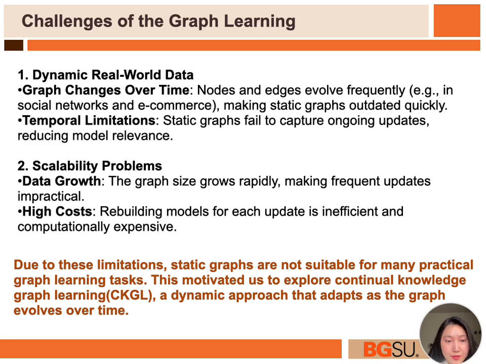The previous pipeline assumes that the graph remains unchanged throughout the learning process, which introduces several challenges. First, in real-world scenarios, most graphs evolve dynamically over time. Nodes and edges evolve frequently, like in social media networks, which makes static graphs outdated quickly. Besides, a static knowledge graph has temporal limitations. It fails to capture ongoing updates, reducing model relevance.